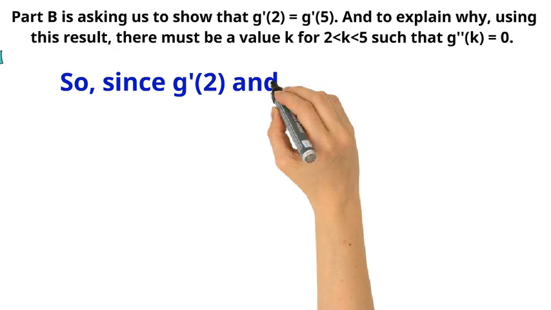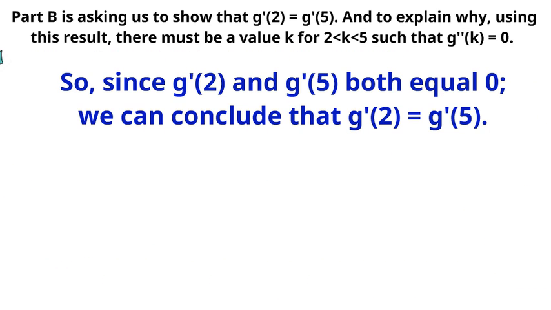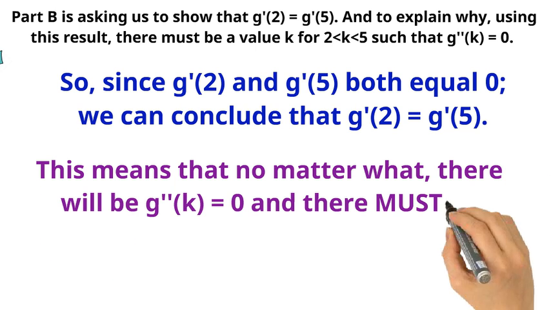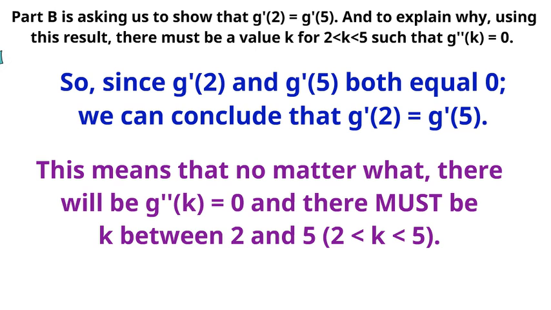So, since the derivative of g at 2 and the derivative of g at 5 both equal 0, we can conclude that the derivative of g at 2 equals the derivative of g at 5. Therefore, there will always be a second derivative of g at k equal to 0, and there must be such a k between 2 and 5.